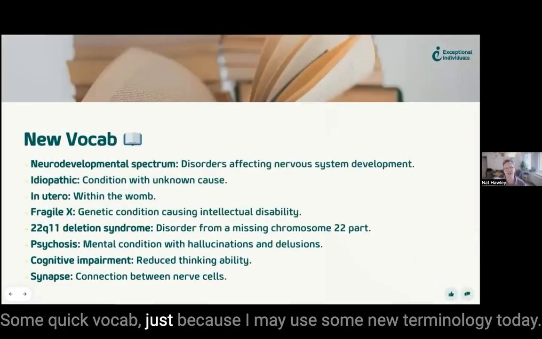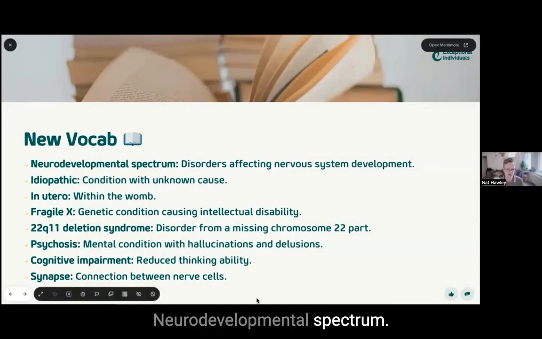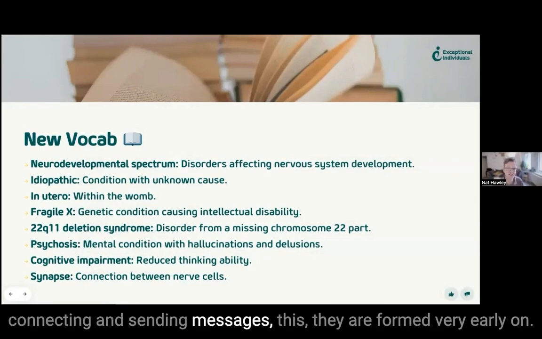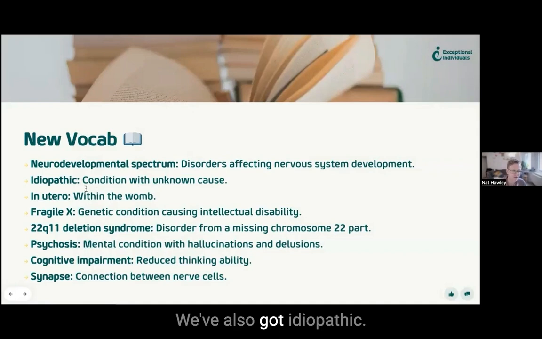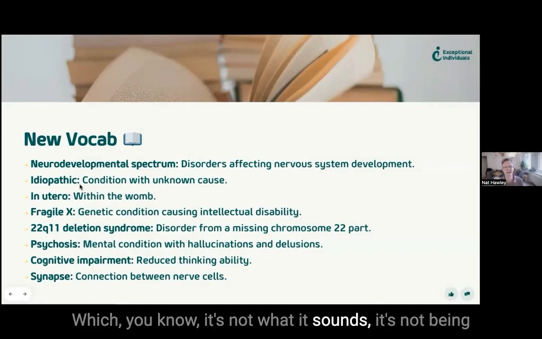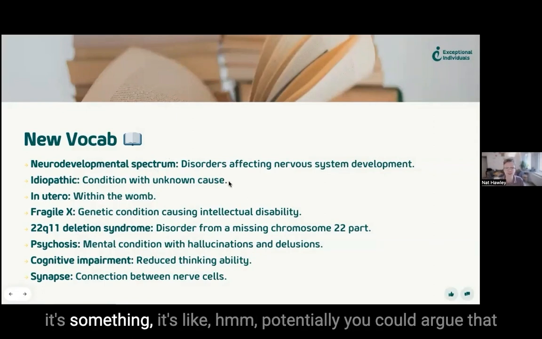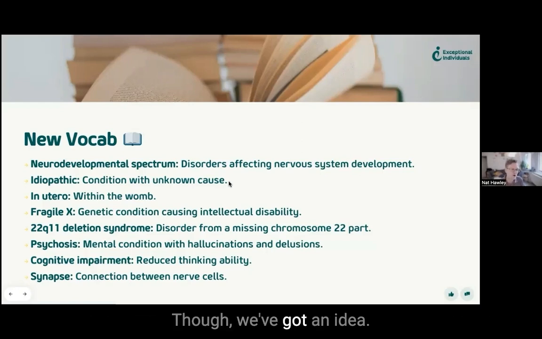Some quick vocab, just because I may use some new terminology today, just to make sure we're all on the same page. Neurodevelopmental, essentially all the things going on in our head, all the cables that are connecting and sending messages. They are formed very early on, often in utero, which is within the womb. We've also got idiopathic, which is not what it sounds. It's not being like a serial idiot. It just means that the cause is unknown. You could argue that autism is idiopathic because we don't really know the cause, though we've got an idea.